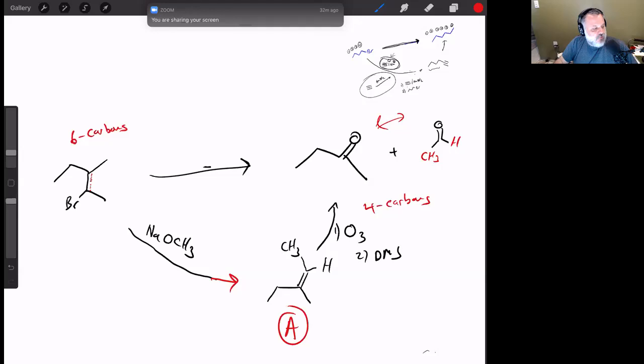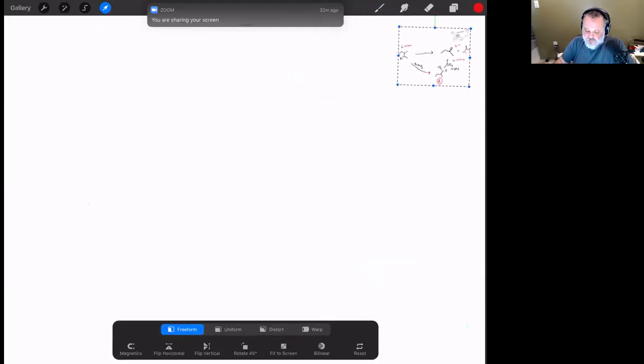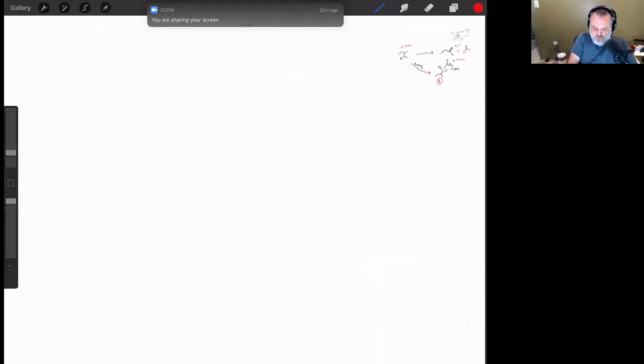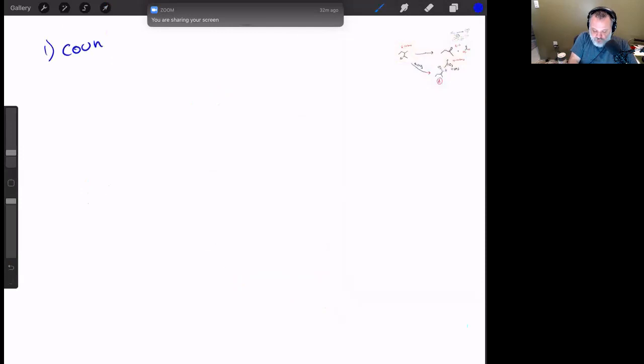So in general, the idea is to do 2 things when you're doing a synthesis problem. The 2 things that you want to do are count carbons and examine functional groups. If you can organize your thoughts with these 2 things, then you'll know what reactions you have to use.